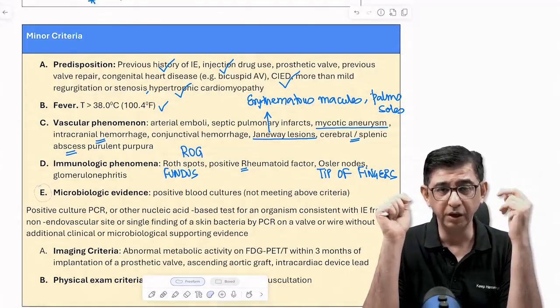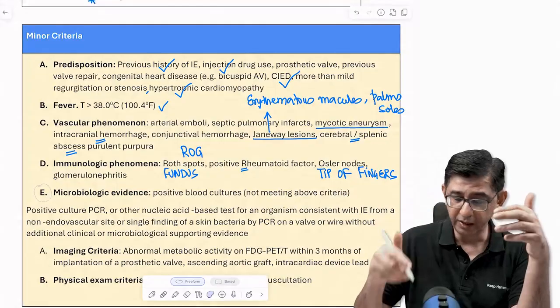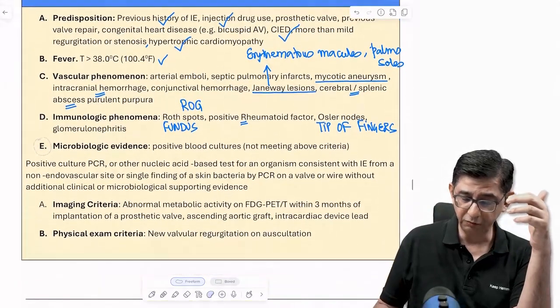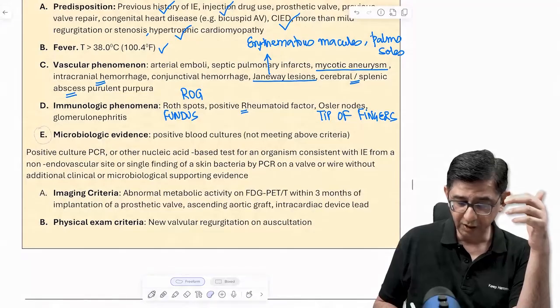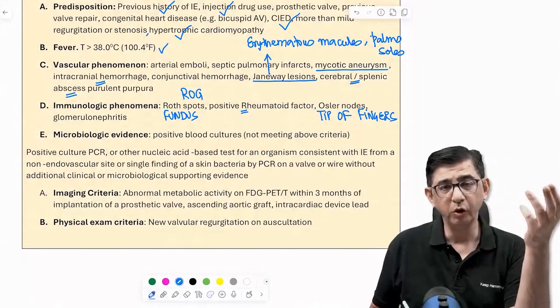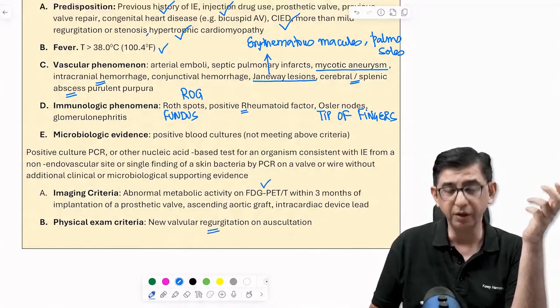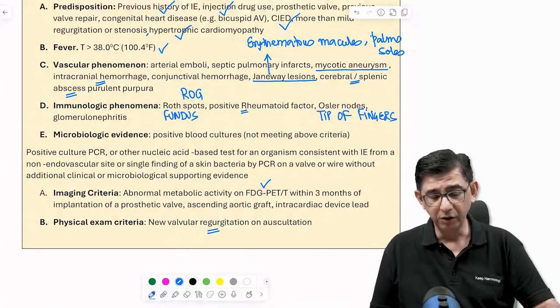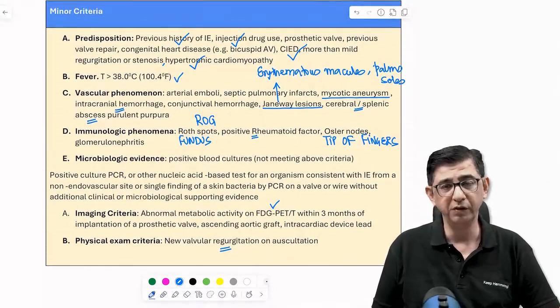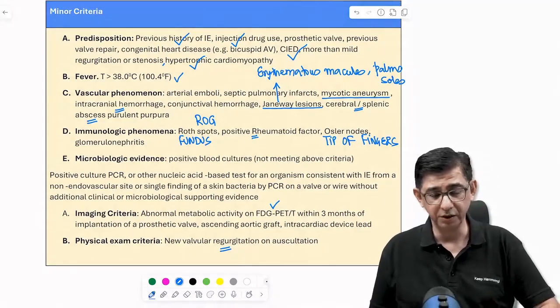And now what they've done here is added imaging criteria, where if there is abnormal activity on FDG PET or physical examination finding of valvular regurgitation. This is an add-on which has been added in the update of infective endocarditis. Let me explain the regurgitation part to you.